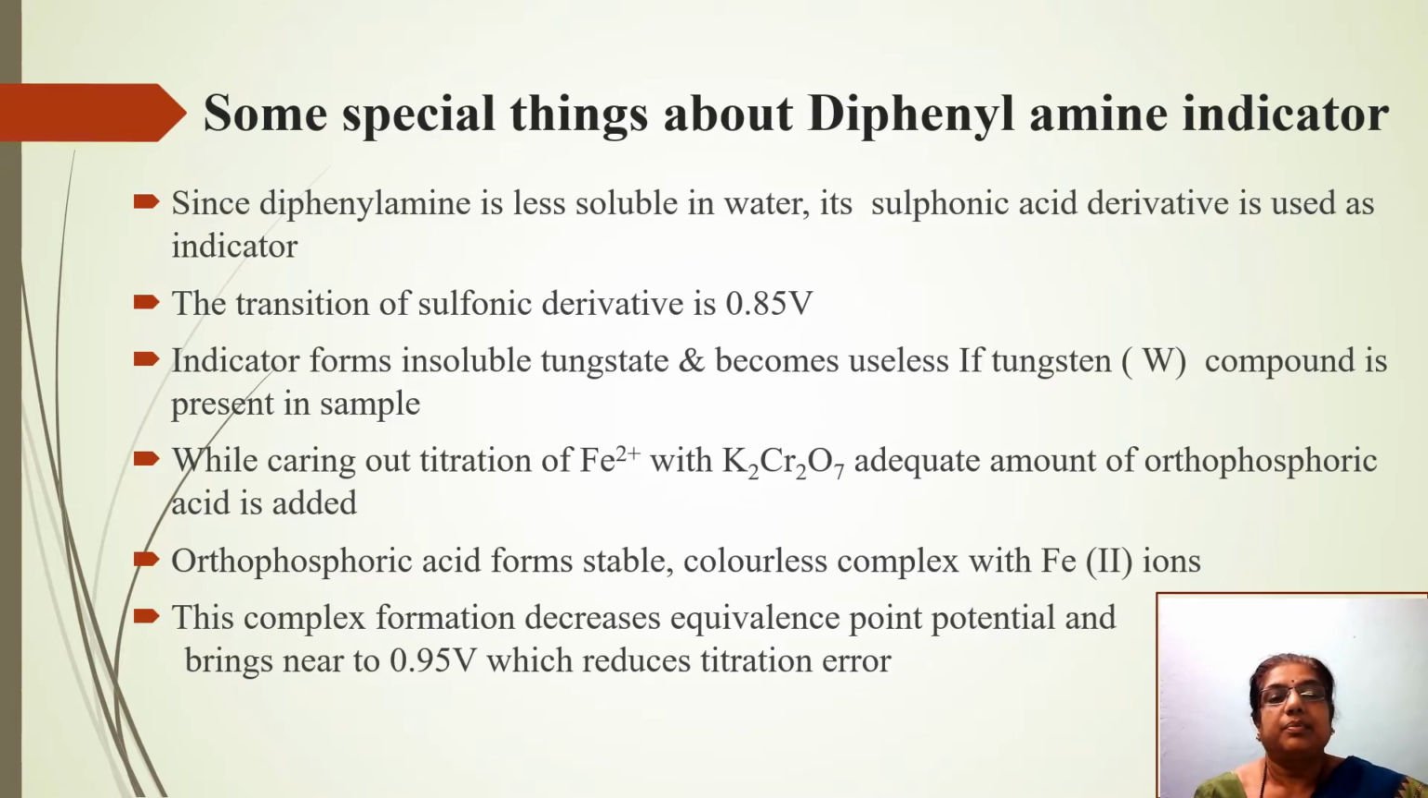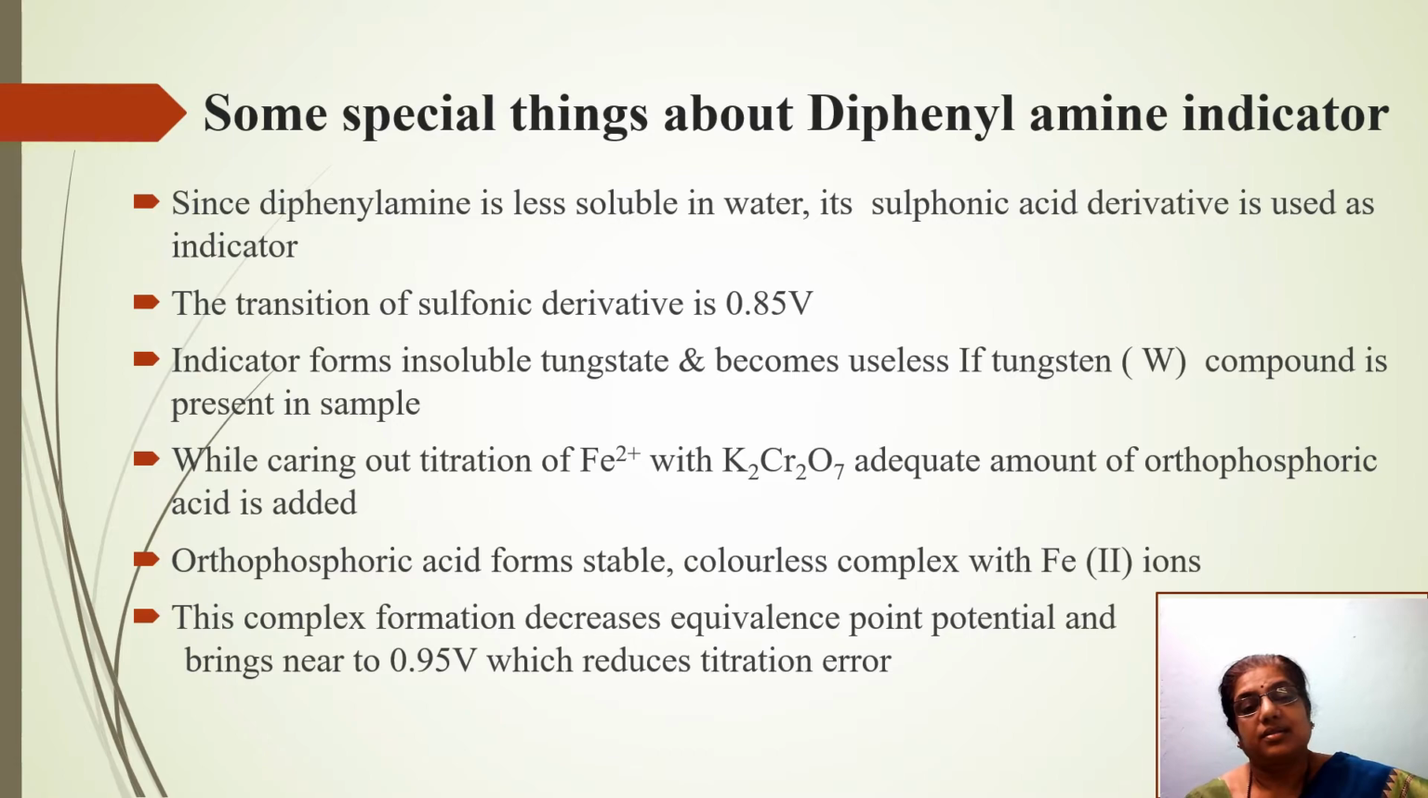There are some typical things about diphenylamine. First of all, it is not very soluble in water. So being less soluble, its sulfonic acid derivative is used, which is quite soluble in water. What we do is prepare the diphenylamine solution in concentrated sulfuric acid, which prepares its derivative in the solution itself. Then the transition potential gets converted from 0.76 to 0.85, increasing a bit.